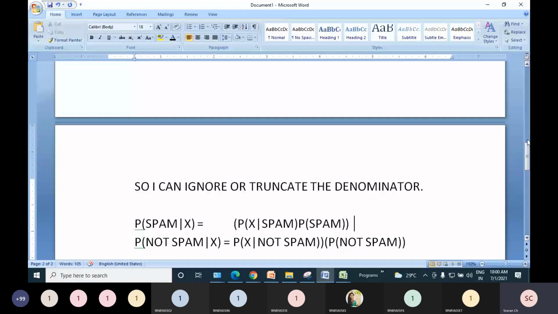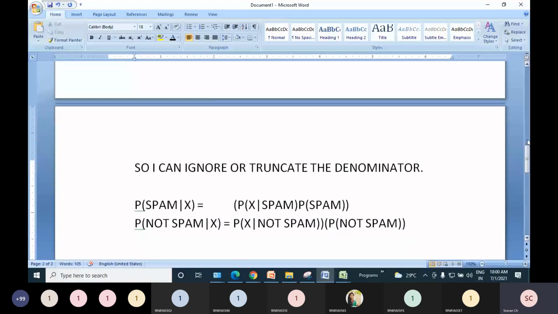Right, friends? So my equation is further simplified. I have removed the denominator because in both equations it is common. Now what I need to calculate is further simplified. P of spam given X is equal to P of X given spam into P of spam. Similarly, P of not spam given X is equal to P of X given not spam into P of not spam.